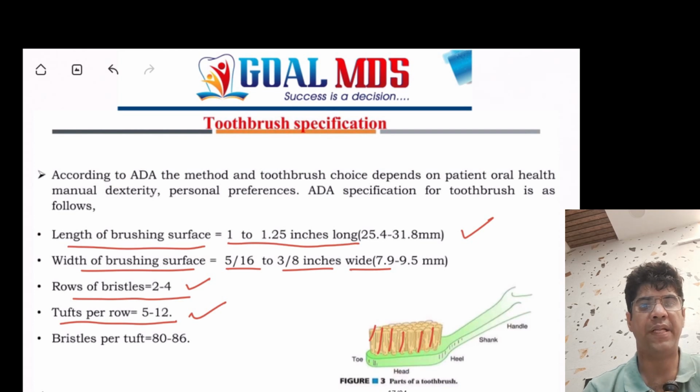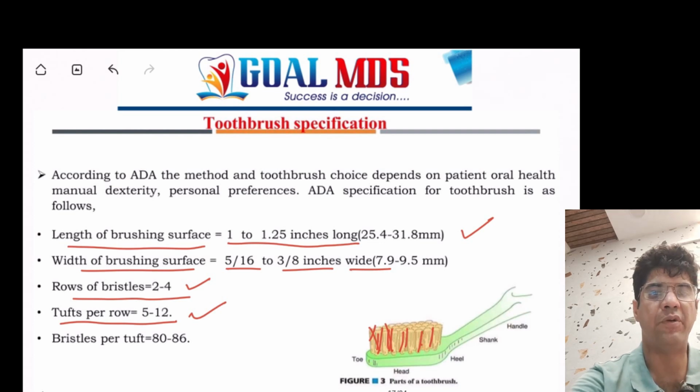The tufts per row indicate how many clusters or bunches of bristles there are in each individual row on the brush head. So it's the number of separate groups of bristles you find in a single row. So that amount is 5 to 12.